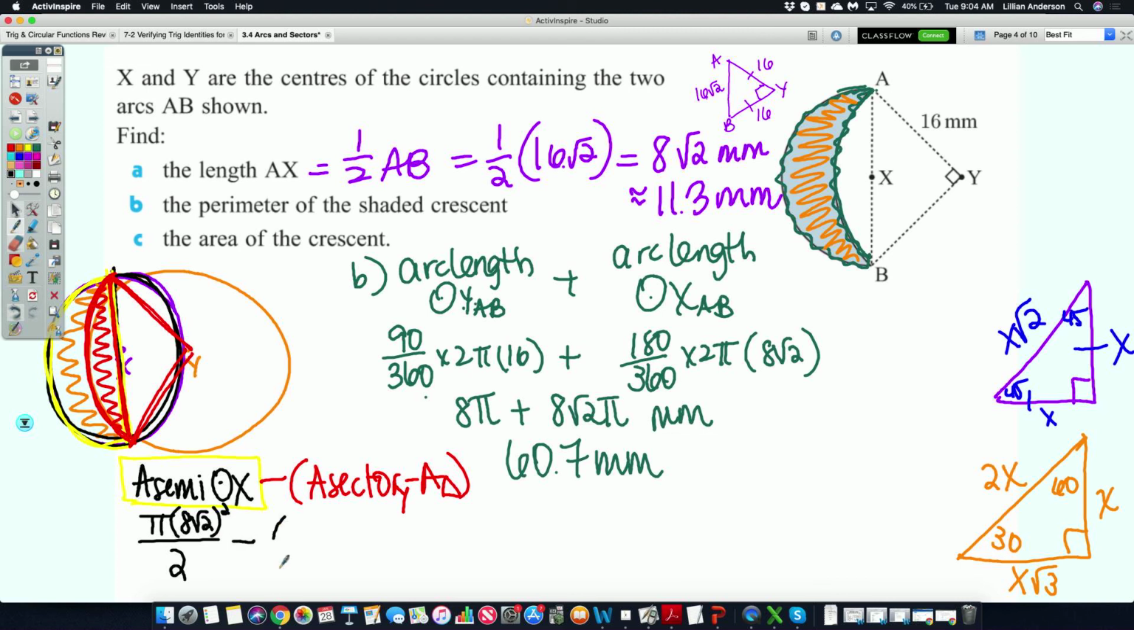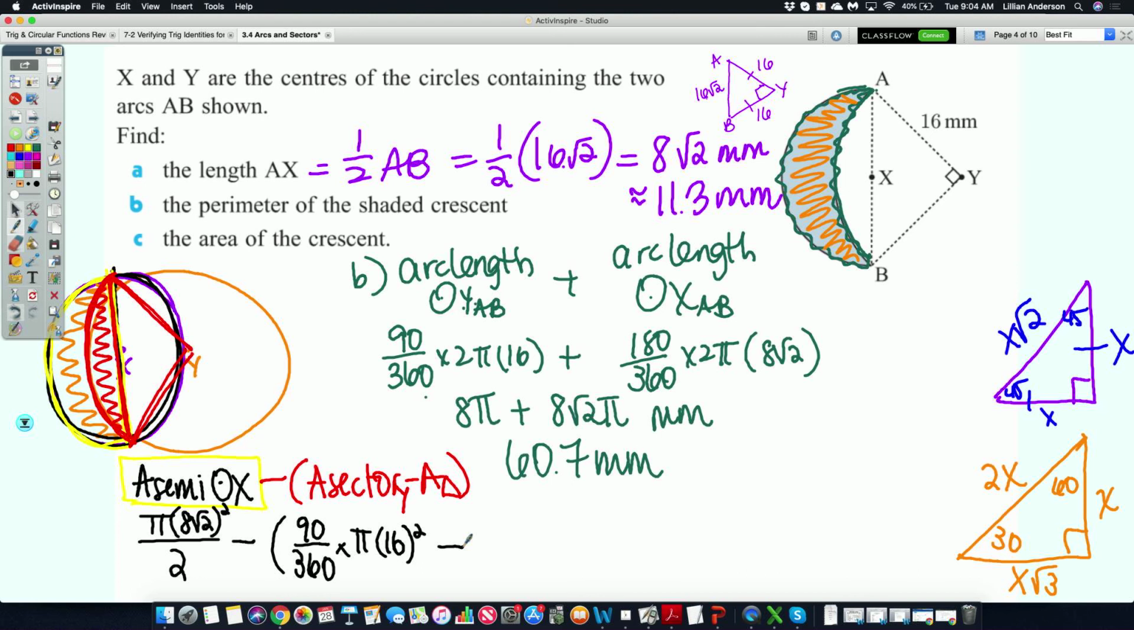We're going to subtract the area of the sector. The formula for an area of a sector is theta over 360 times pi r squared. What's theta? A little louder. 90 over 360 times pi r squared. What's the radius of circle Y? So 16 squared. Then we're going to subtract that from the area of the triangle.